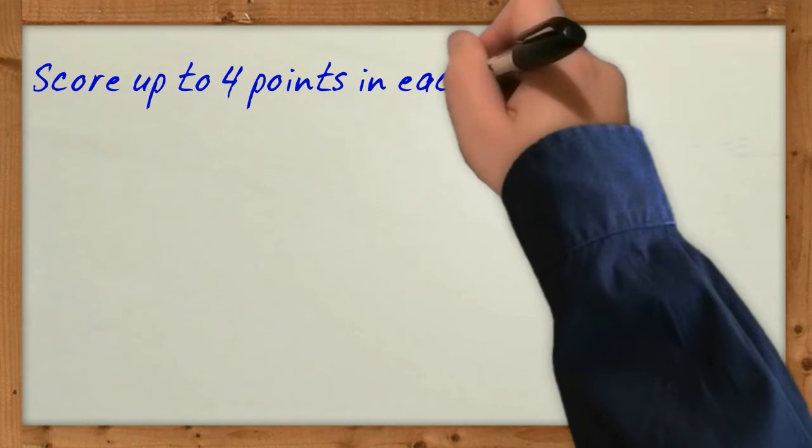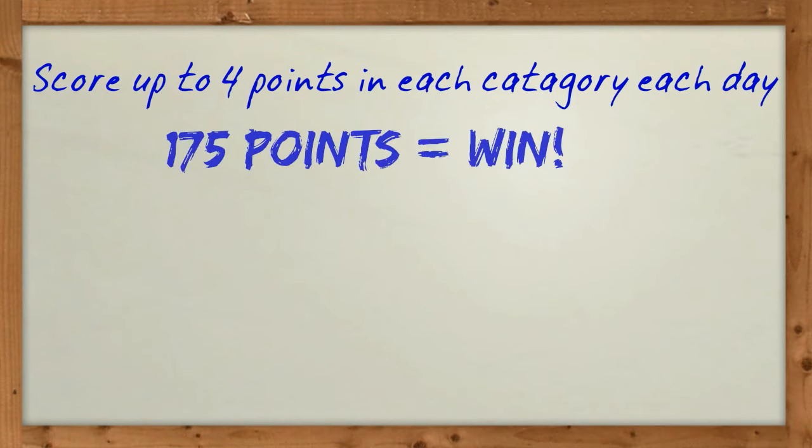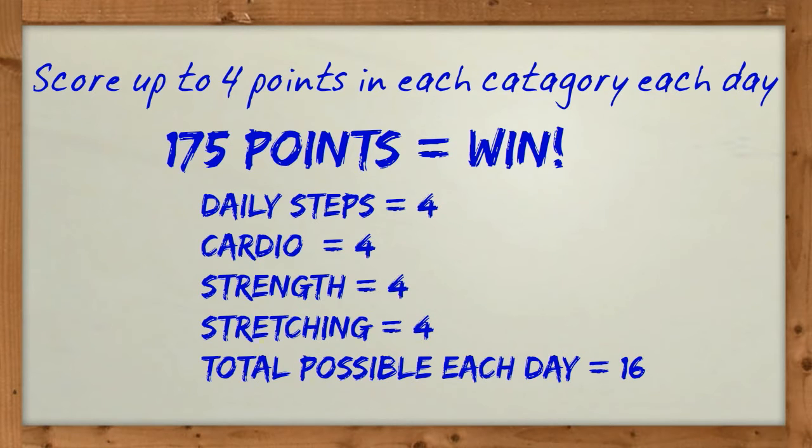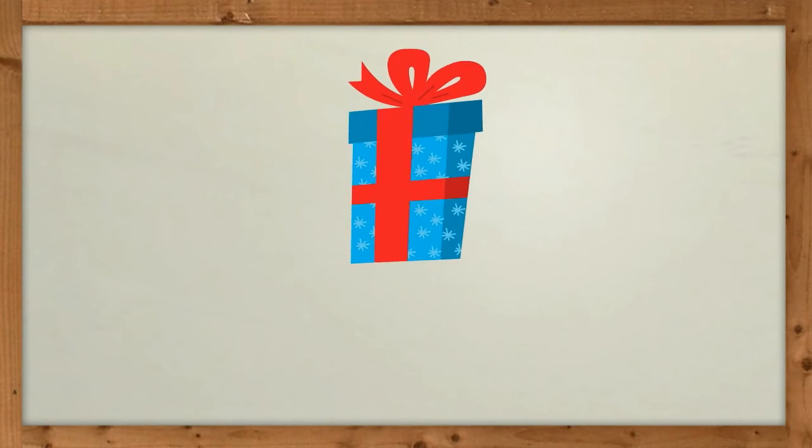Depending on how well you do, you can score up to 4 points per category each day, and your goal is to earn at least 175 points by the end of the program. And that's just 4 points out of a possible 16 points per day from all of your categories. And if you make it that far, we'll give you a cool prize at the end of the program.